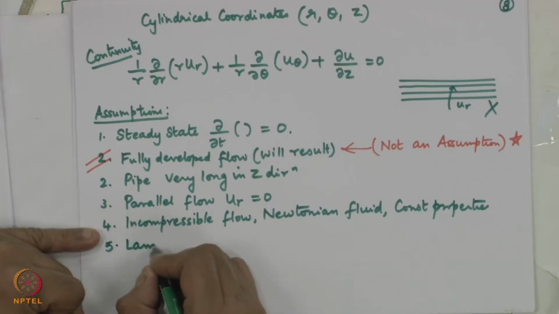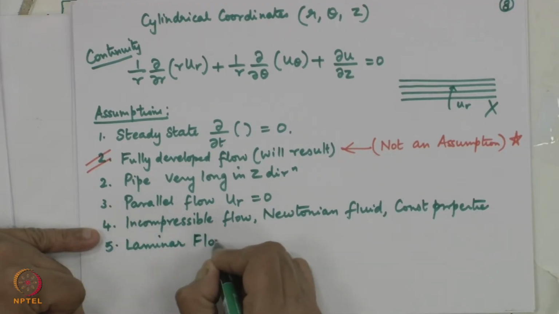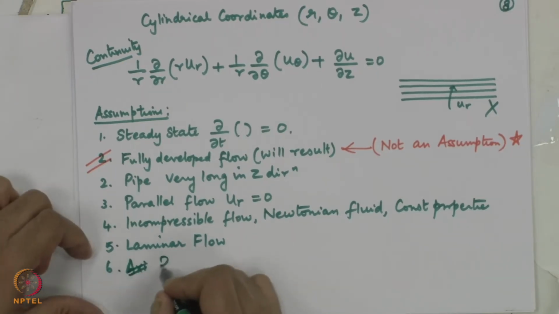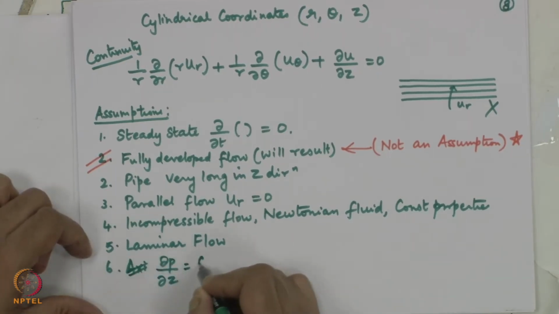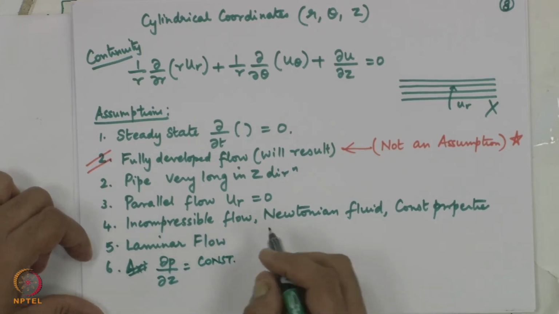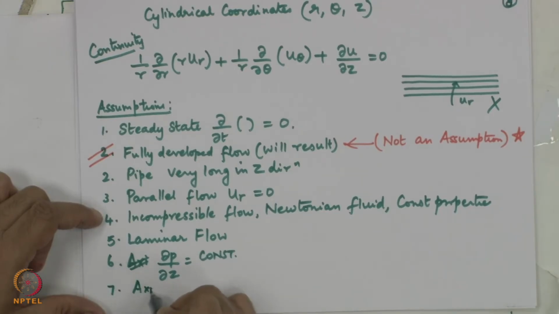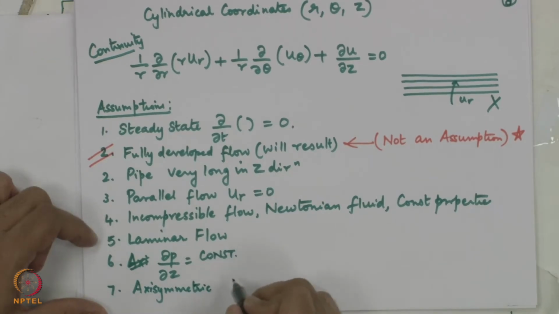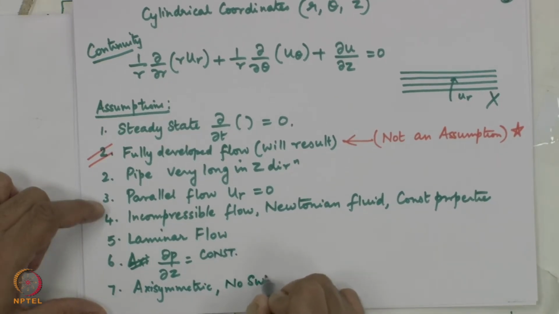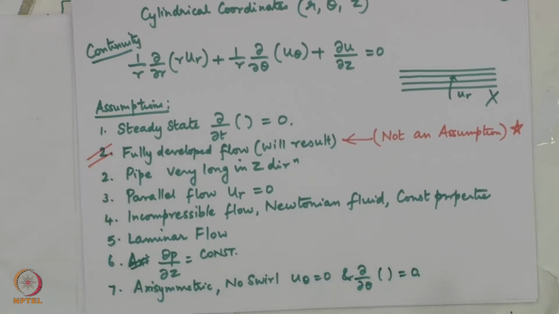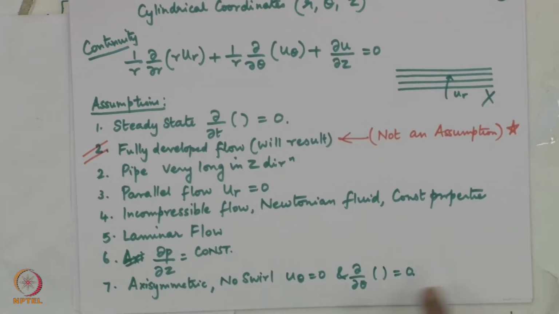Of course, laminar flow. Six: axisymmetric flow. Oh, sorry, for six we can write dP by dz is equal to constant. That means pressure varies linearly along the flow direction. Number seven, axisymmetric. That means the flow is not partial to any specific theta, no swirl component. Therefore, u theta is equal to 0 and d by d theta of anything is equal to 0. Axisymmetric means d by d theta of anything equal to 0, no swirl.